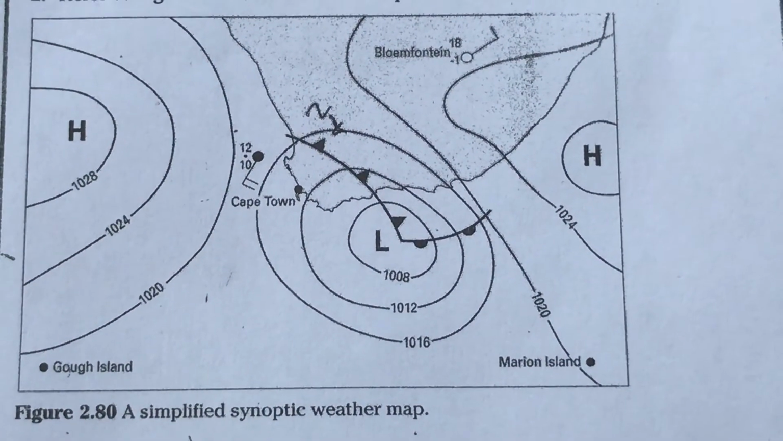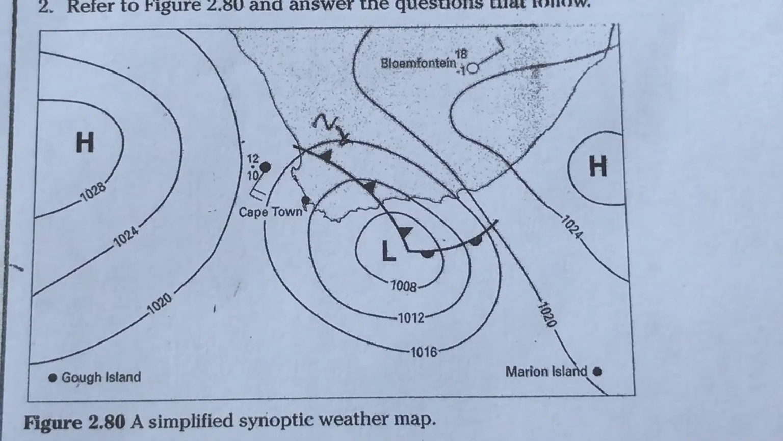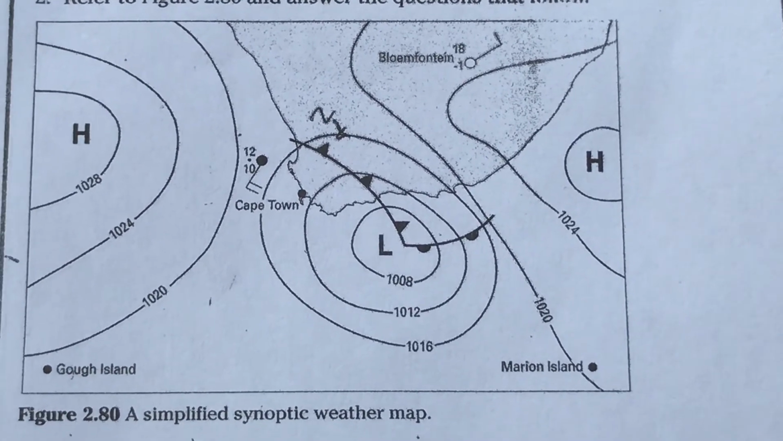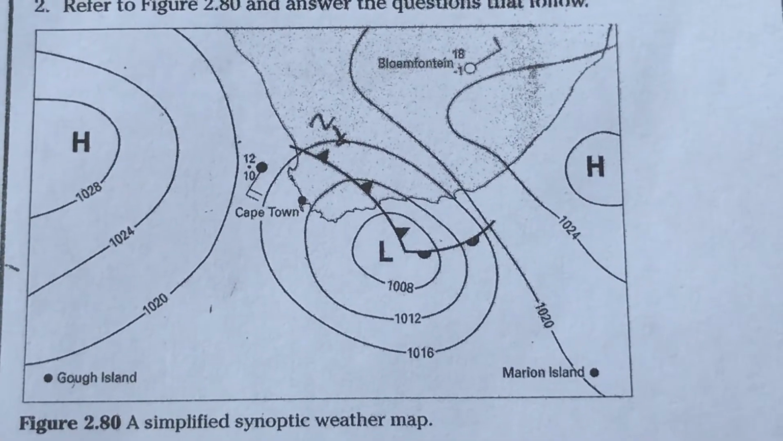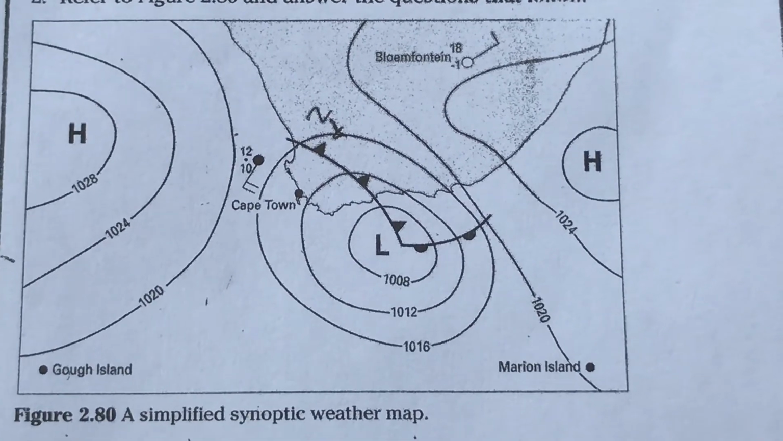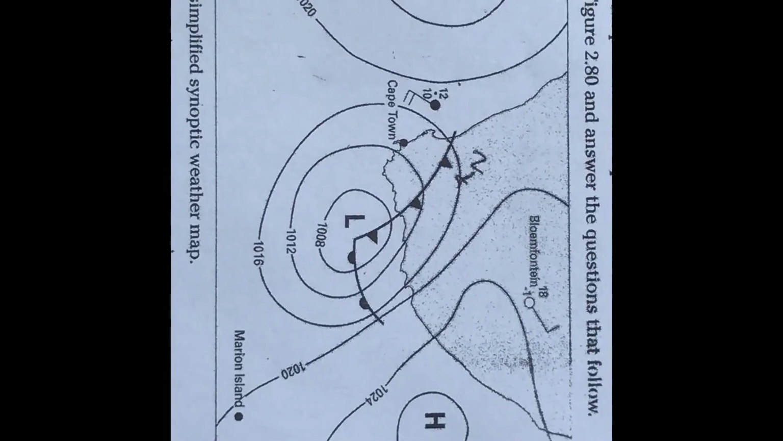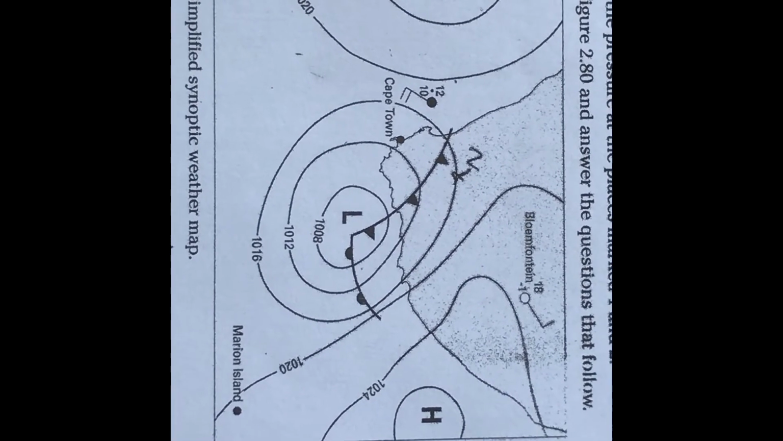In a low pressure cell, the smallest number is at the center, and as you go down, you will notice that the numbers are increasing. A high pressure cell will, however, be the opposite. At the center, you will have a higher number, which is the isobar. As you are going down, you will notice that the numbers are decreasing. Let's look at this example and try and answer these questions that follow.